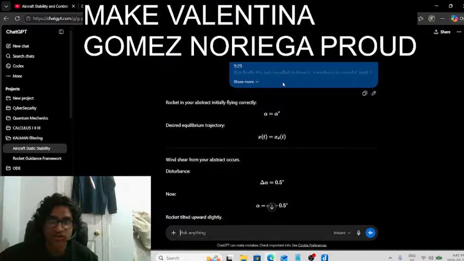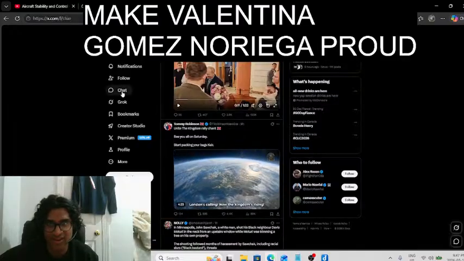So rocket in abstract initially flying correctly. So alpha will be alpha conjugate. So your trajectory will be x of t being x d of t. No, I'm not going to see that.